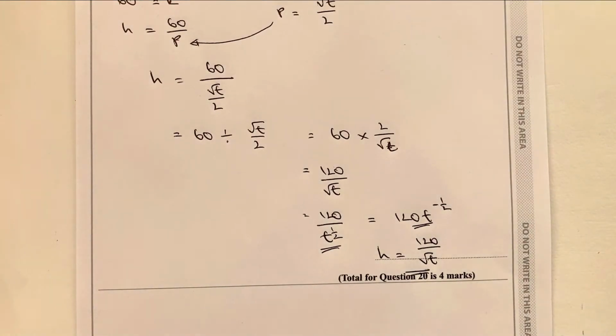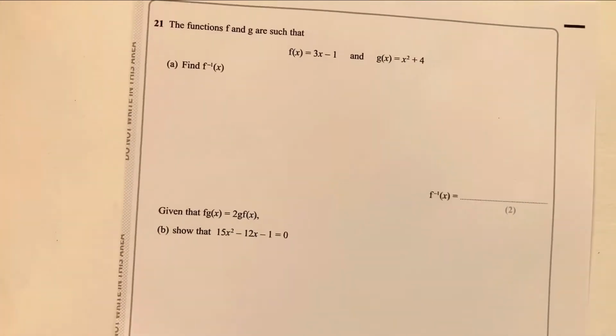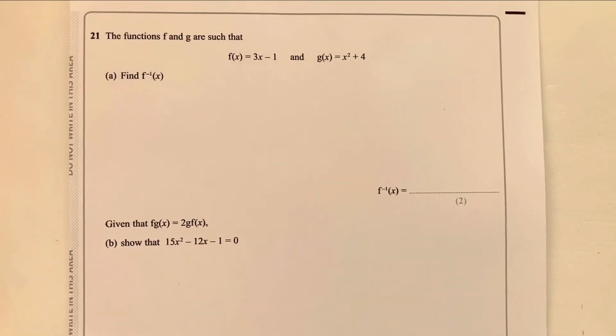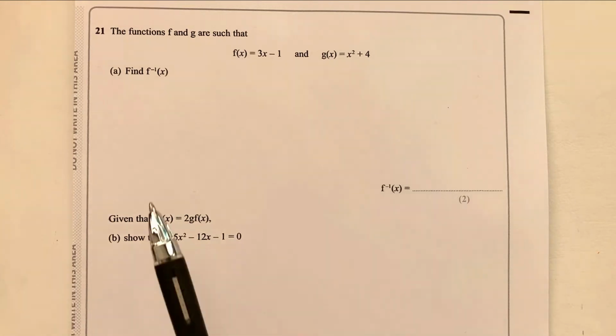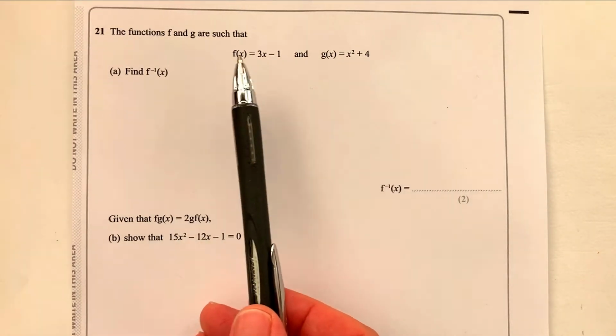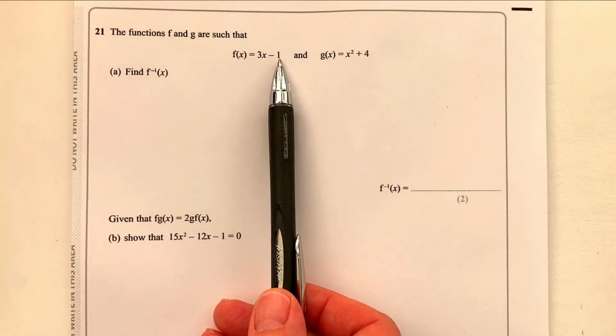Okay, hopefully that's been okay for you. We're about 6 minutes into the video, so we're going to move on with question number 21, which is the last but one on this particular paper, and that deals with functions. So functions are becoming popular, particularly with non-calculator papers towards the end of the calculator paper, and I do see these a fair bit. Okay, so what we're doing here is finding the inverse function of 3x minus 1.